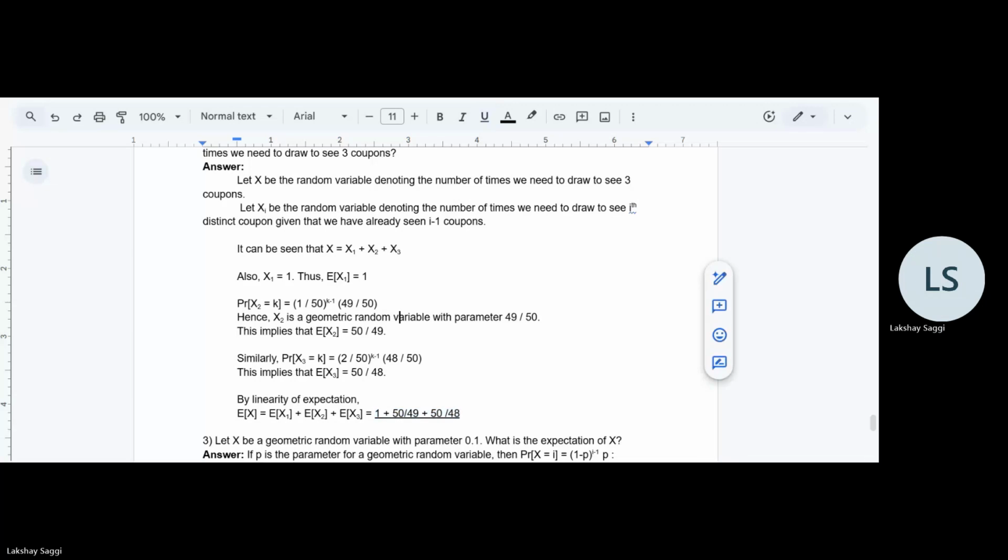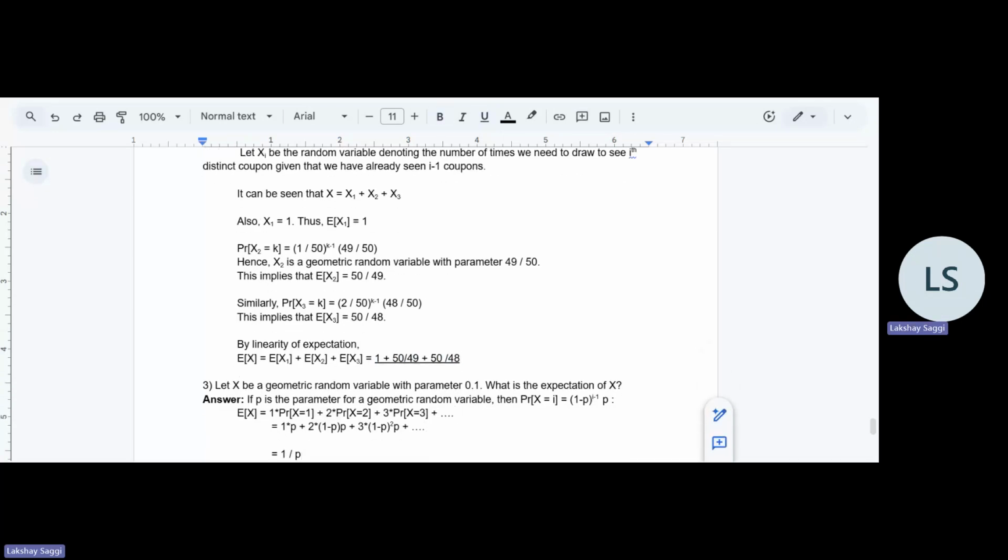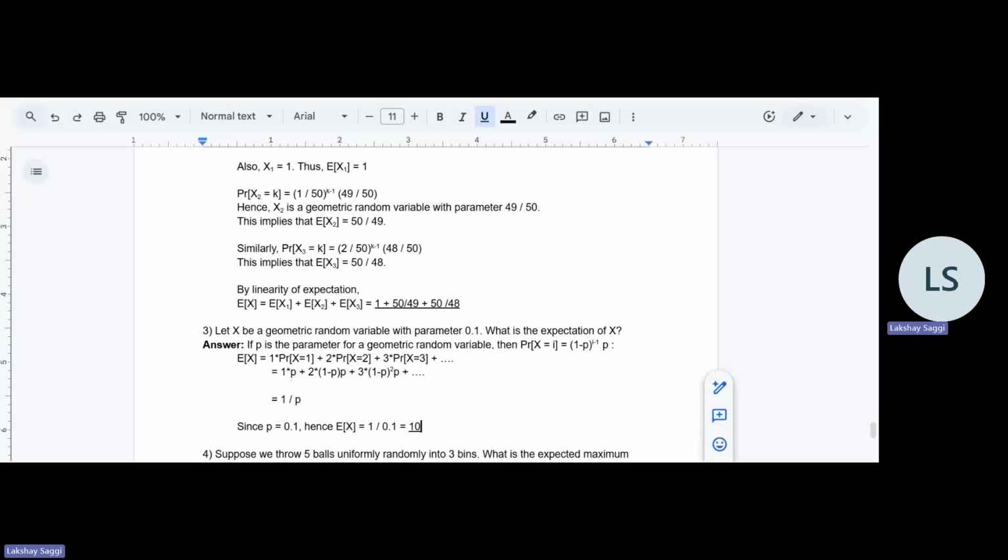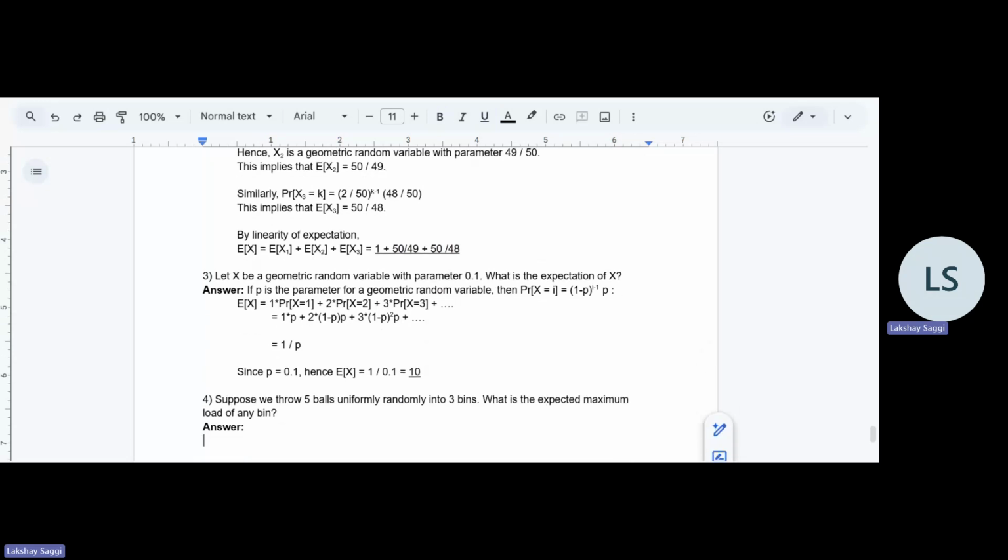Okay then. So this is the final answer. After discussing this, we have discussed the second question as well as the third question. So now let's discuss the fourth question. This is related to load balancing, not exactly, but quite similar.